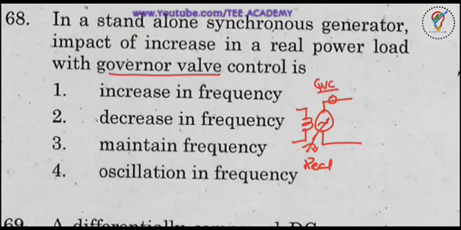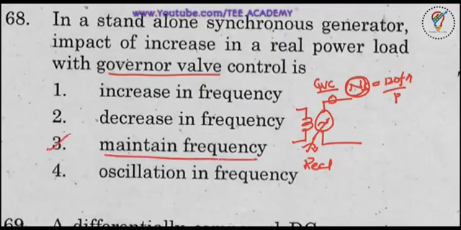The governor is just to control the speed, so N_S, you need to control the speed. N_S is proportional to 120 F by P. So if you are controlling the speed here, automatically frequency will be controlled. Frequency control means, as we know, we will not allow the frequency variations much. So it is to maintain the frequency. So the answer is 68: to maintain a constant frequency, we are going to use the speed governors or governor valve control here. Next one.